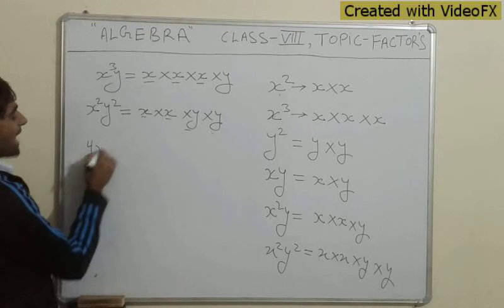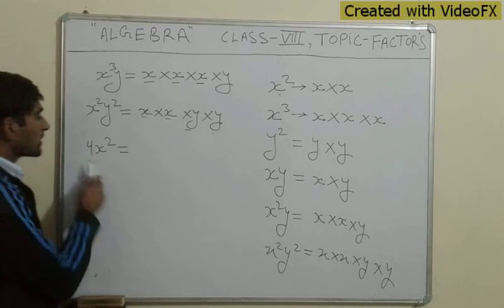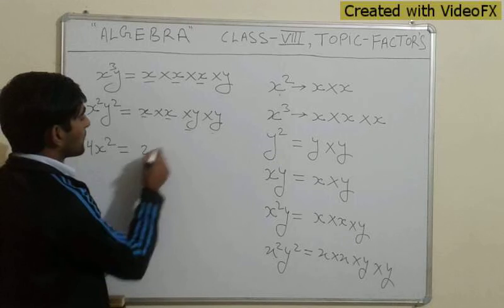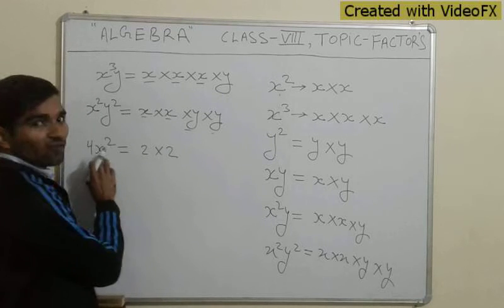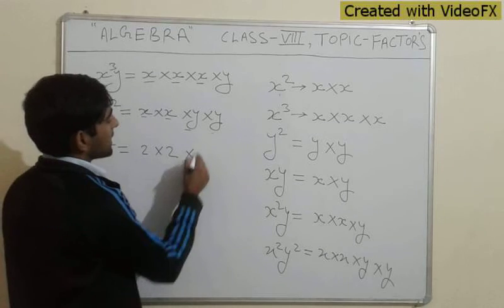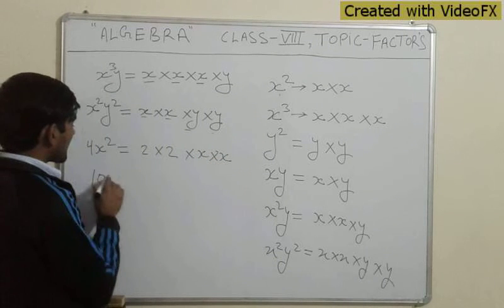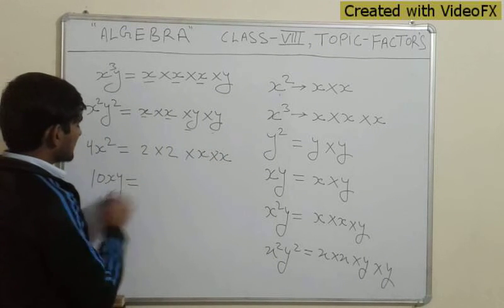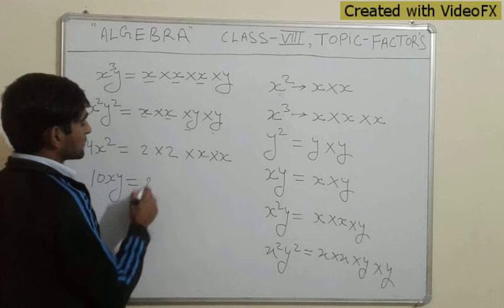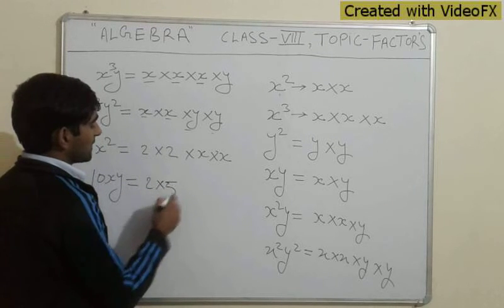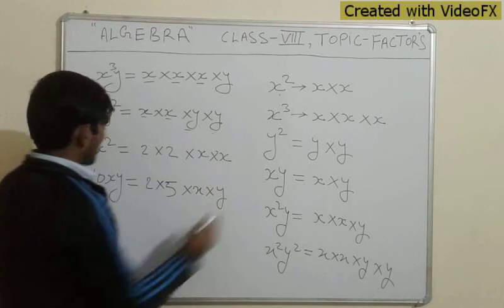Also, 4x square: first we write the factors of 4, which are 2 multiply 2, and after that we write the factors of x square, which are x multiply x. Next, 10xy. The factors of 10 are 2 multiply 5 and x into y is x multiply y.